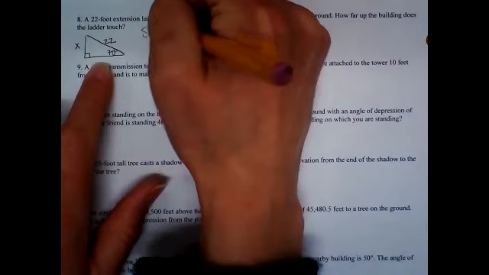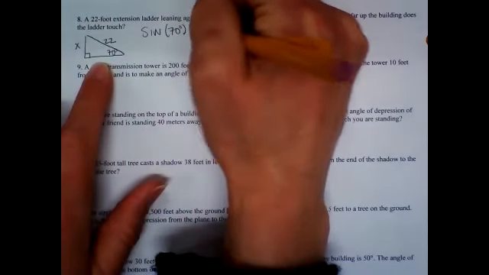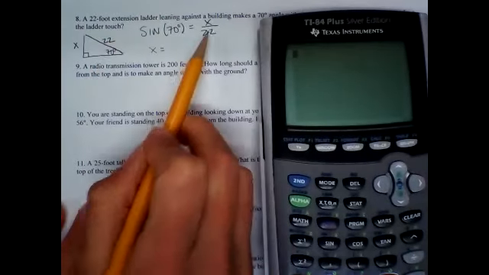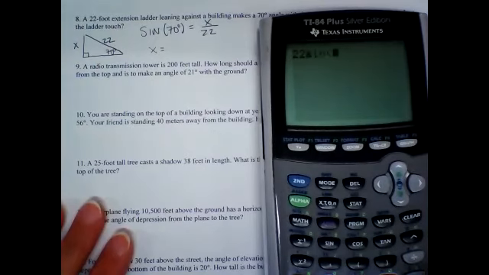Yeah, the opposite, right? So do we want sine, cosine, or tangent? Sine. The opposite and the hypotenuse. Sine of 70 degrees equals X over 22. And then you're going to put that in the calculator. How would we type that? Good. You're multiplying the 22 over. So 22 sine 70.